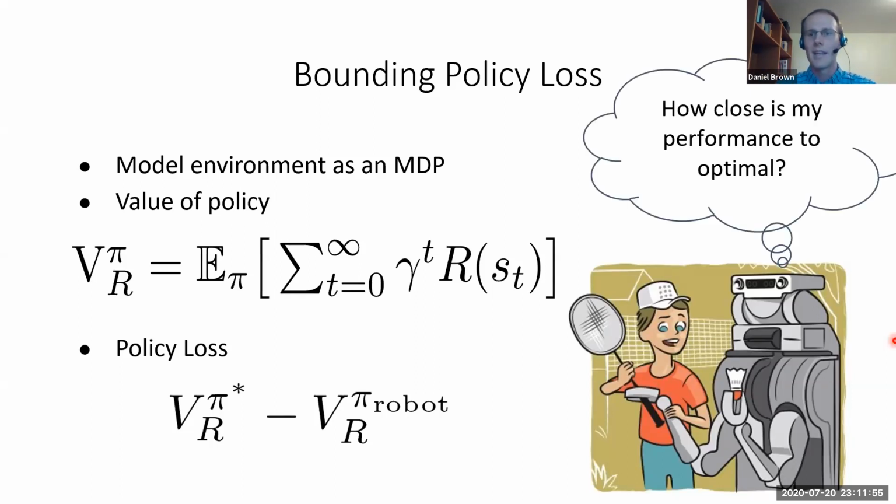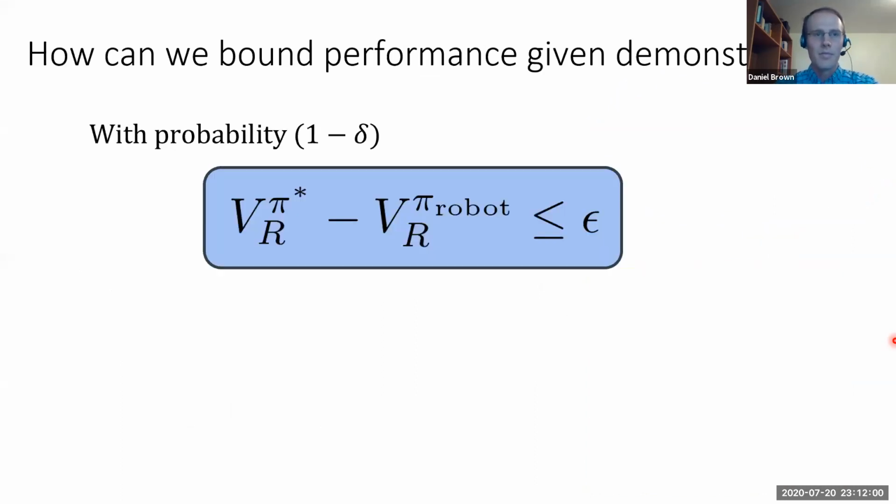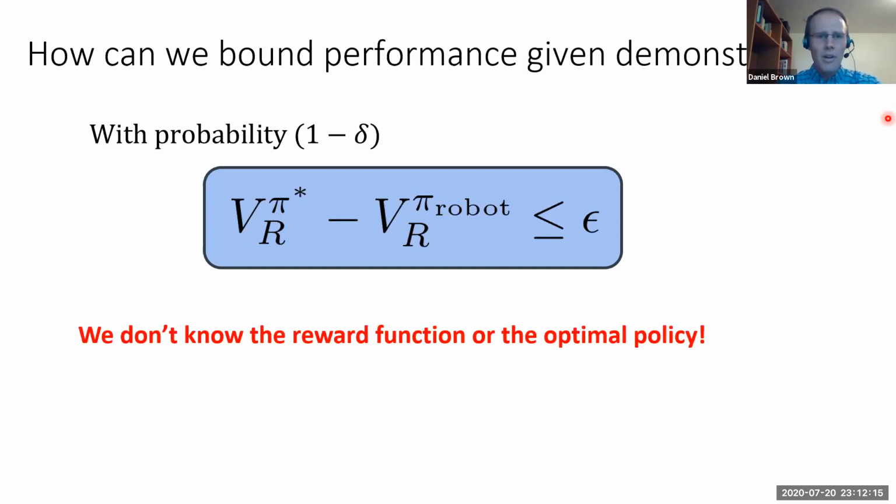So we want robots that can ideally answer questions like, how close is my performance to optimal? And so, as we talked about before, we want to have these high confidence bounds, ideally on performance. So given some small delta, we'd like our agent to be able to say, hey, with probability 1 minus delta, my policy loss is less than some value epsilon. But we don't know this reward function here, R. We also don't know pi star. So what can we do?